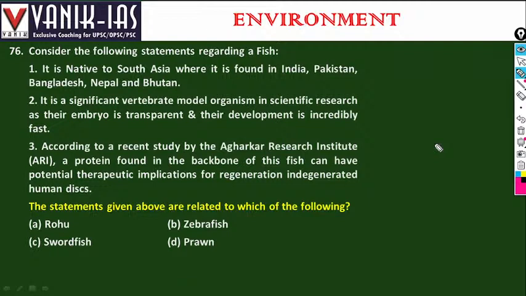It is native to South Asia, where it is found in India, Pakistan, Bangladesh, Nepal, and Bhutan. It is a significant vertebrate model organism in scientific research, as the embryo is transparent and the development is incredibly fast. According to a recent study by the Agharkar Research Institute, ARI, a protein found in the backbone of this fish has potential therapeutic implications for the regeneration of degenerated human discs. So which of the following statements are correct? All the statements are related to zebrafish.